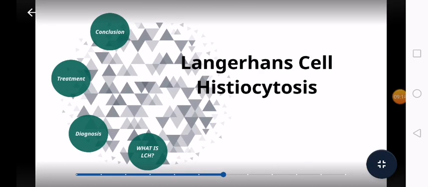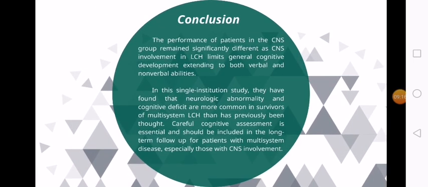In conclusion, the performance of patients in the CNS group remains significantly different, as involvement limits general cognitive development, extending to both verbal and non-verbal ability. In a single institution study, they found that neural abnormality and cognitive deficit are more common in survivors of multi-system disease than has previously been thought.